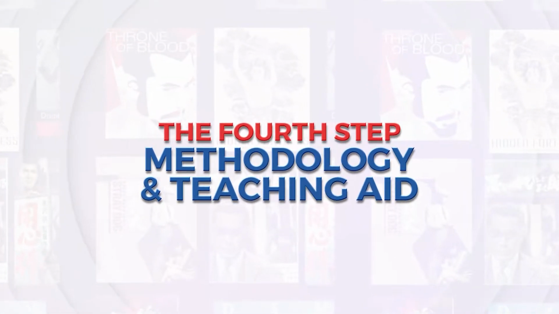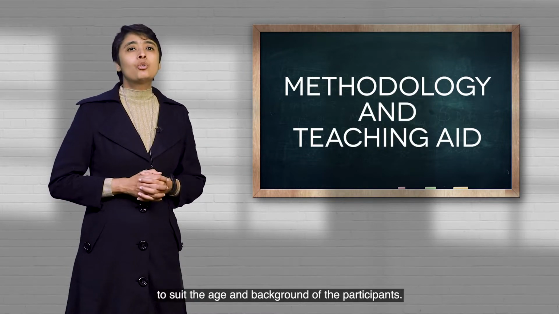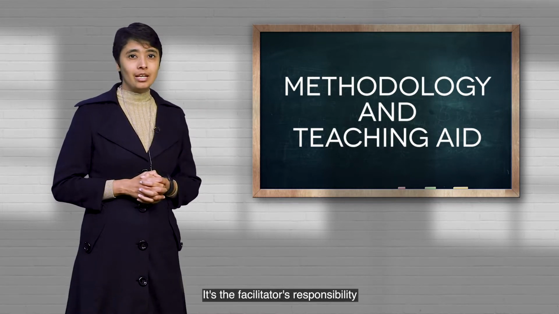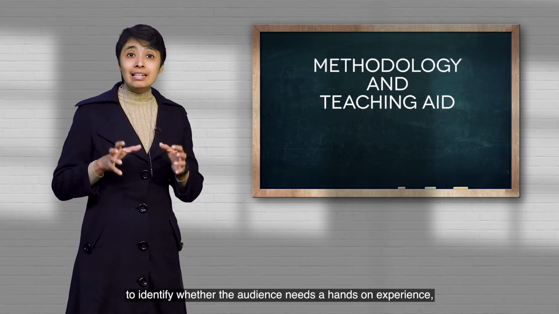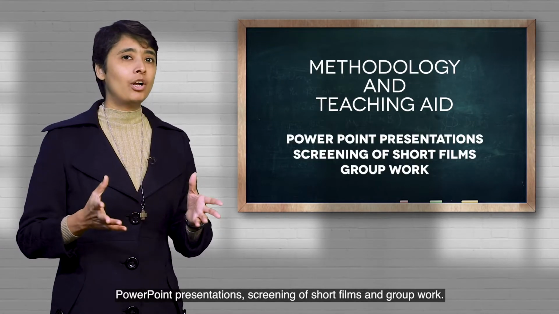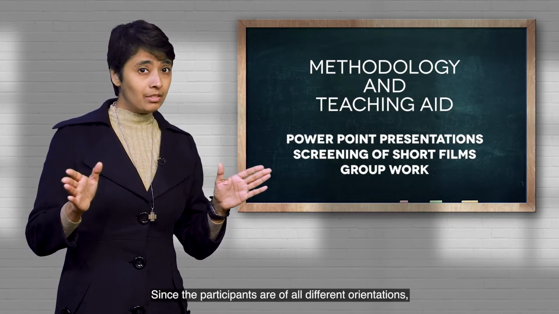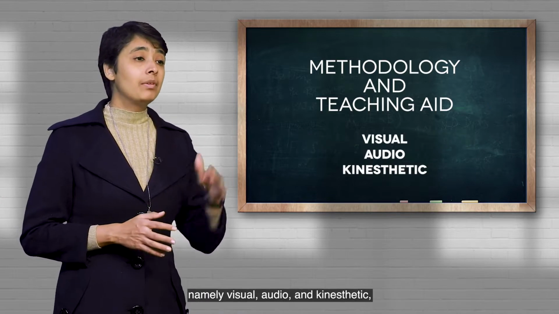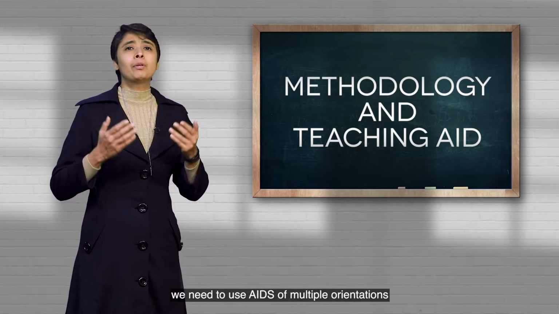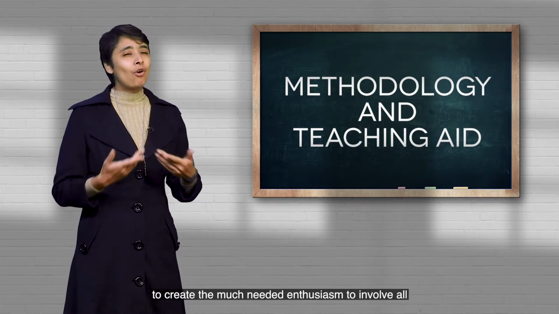Now, the fourth step, methodology and teaching aids. A facilitator needs to adopt a methodology to suit the age and background of the participants. It's the facilitator's responsibility to identify whether the audience needs a hands-on experience, exercises, virtual aids, games, PowerPoint presentations, screening of short films, and group work. Since the participants are of all different orientations, namely visual, audio, and kinesthetic, we need to use aids of multiple orientations to create the much needed enthusiasm to involve all.